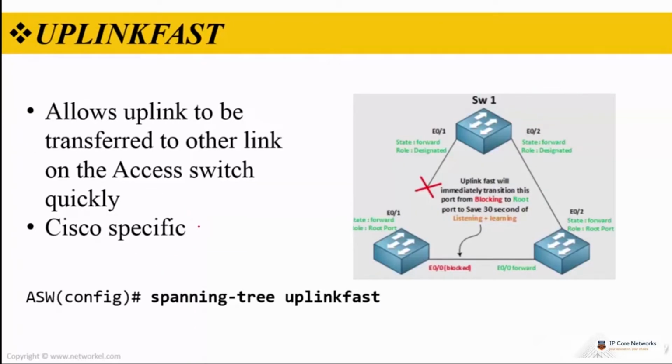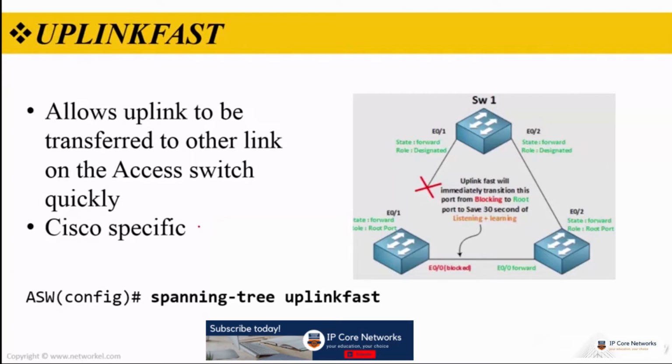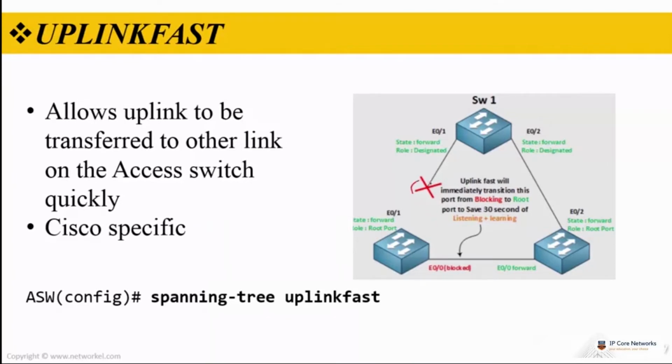Let's start with UplinkFast first. UplinkFast allows an uplink to be transferred to another link on an access switch quickly, and that's a Cisco specific feature. For example, when a problem occurs on the root port, the port with the lowest cost value is immediately replaced by the root port. In a total of 1 second, the link is returned to normal.